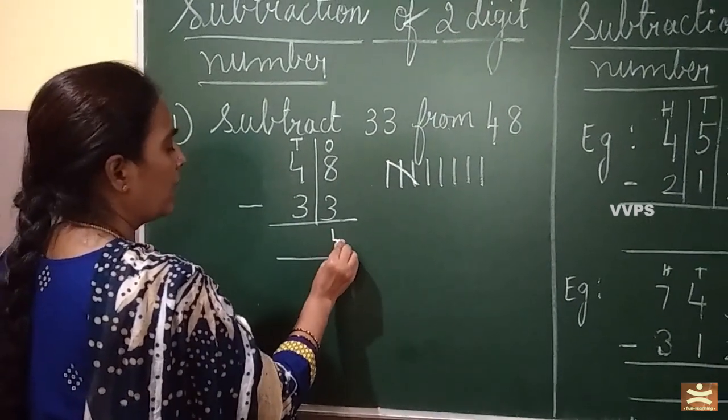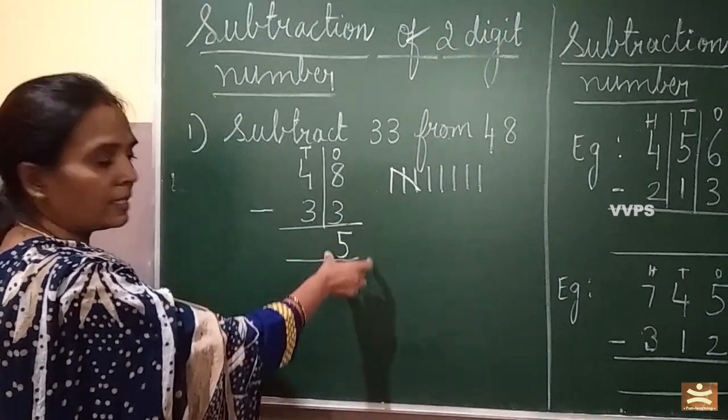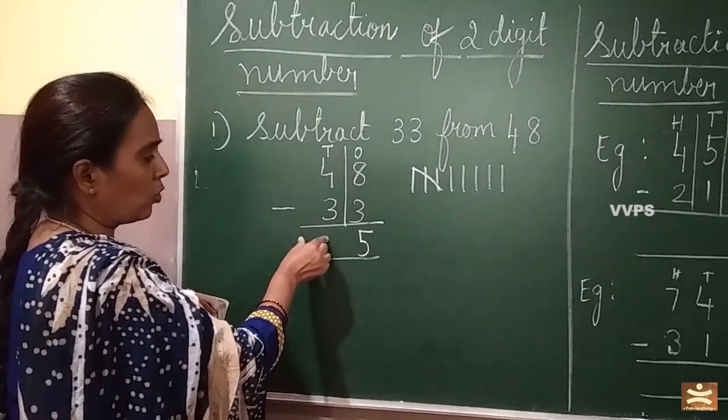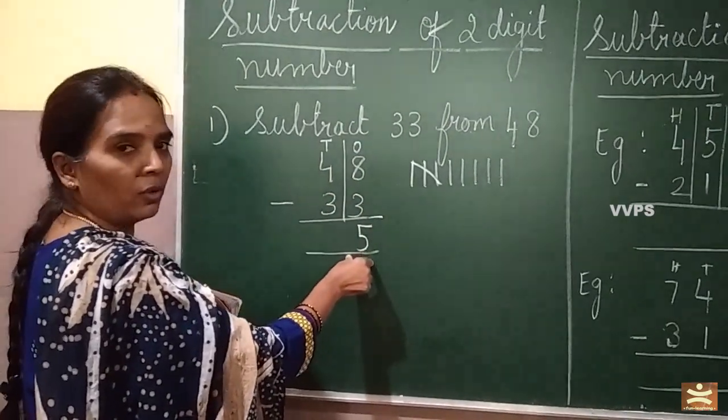So write 5 here. As I told you in the earlier class, children, you have to write exactly below this. You should not go this side. If this 5 comes this side, it is wrong. And you should not go here also. Exactly in ones place you have to write it.